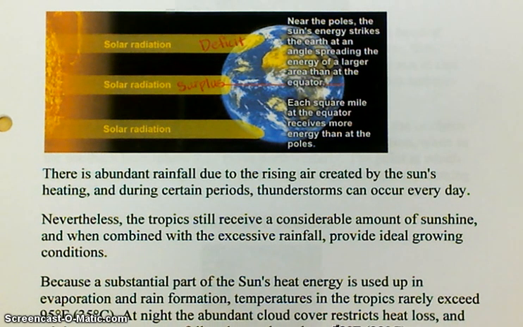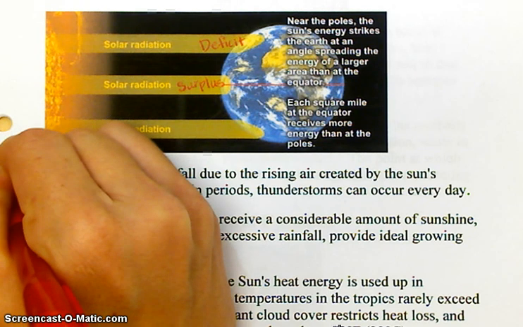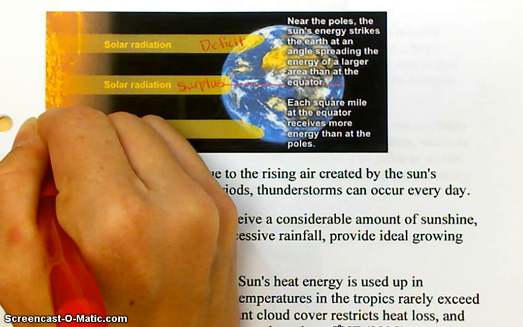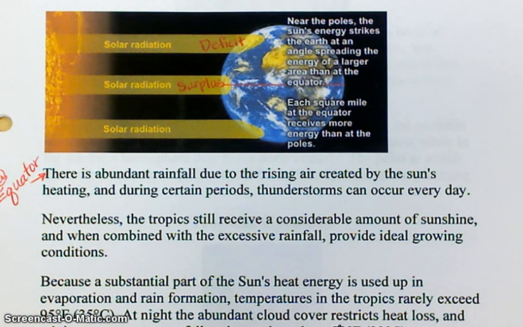There is abundant rainfall due to the rising air created by the sun's heating. This is talking about at the equator. And during certain periods, thunderstorms can occur every day. Remember, this is at or near the equator. Nevertheless, the tropics still receive a considerable amount of sunshine, and when combined with the excessive rainfall, the tropics provide ideal growing conditions. So we have a lot of biodiversity at the tropics, a lot of different plant species, and ideal growing conditions for a wide variety of things.